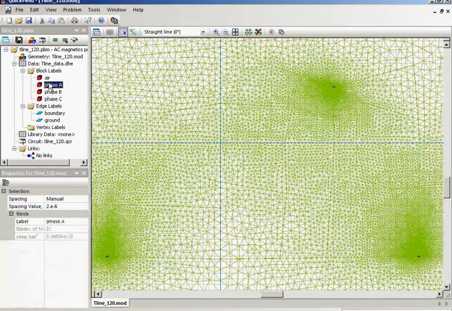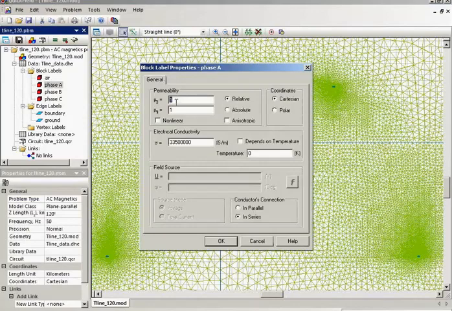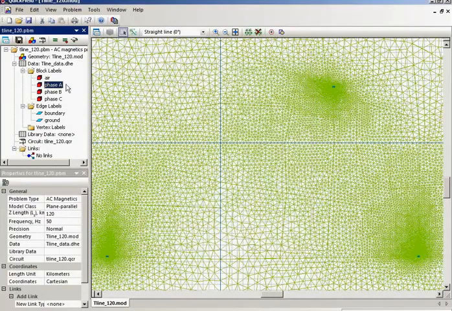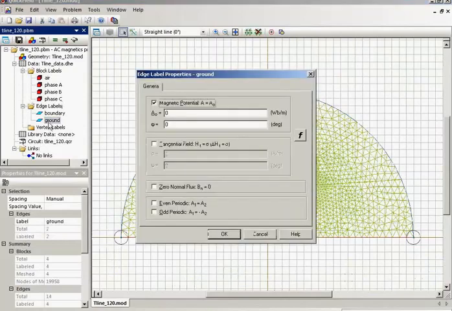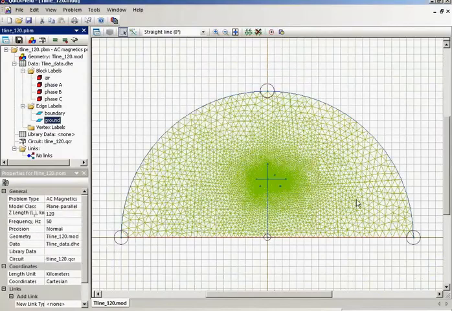For each conductor, I specify the magnetic permeability of the material and the electric conductivity. Also, there is the ground surface with 0 potential, and the calculation area is surrounded by the boundary.